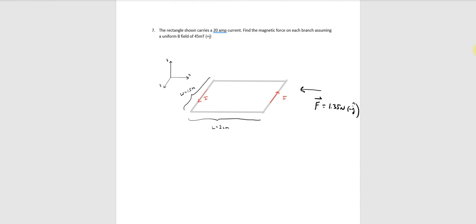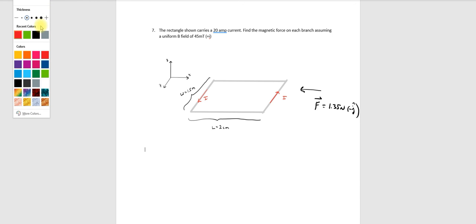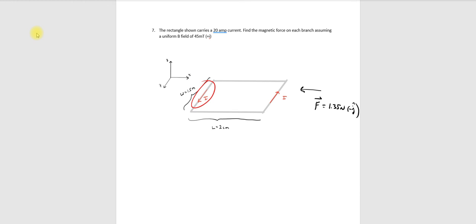Okay, number 7. So let's see. The rectangle shown carries a 20 amp current. So this is an example of what we call current loops. Now, the voltage creating that current, not important for the discussion here. So what you're looking at is this conducting material that carries a current, 20 amps, in the direction shown. Find the magnetic force on each branch. So what that's referring to, the branches are like, here's a branch, here's a branch, here's a branch, etc.